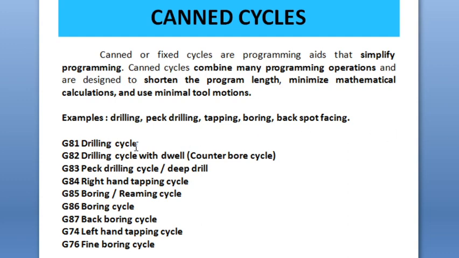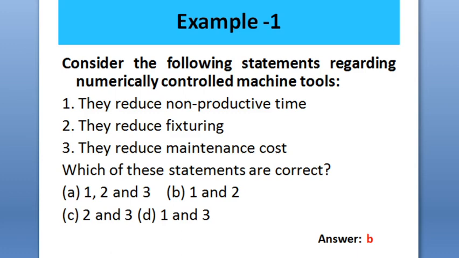G81 is for drilling, G82 is dwell drilling, G83 is peck drilling cycle, G84 is right hand tapping cycle, G85 is boring or reaming, G86 is boring cycle, G87 is back boring cycle, G74 is left hand tapping, and G76 is fine boring cycle. Then we are going to discuss the example problems.